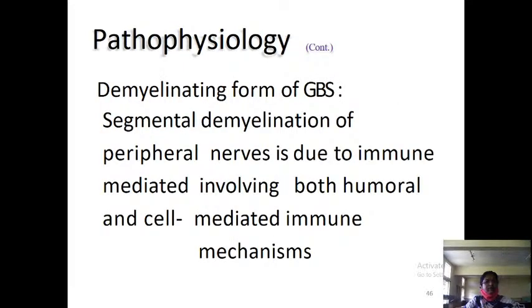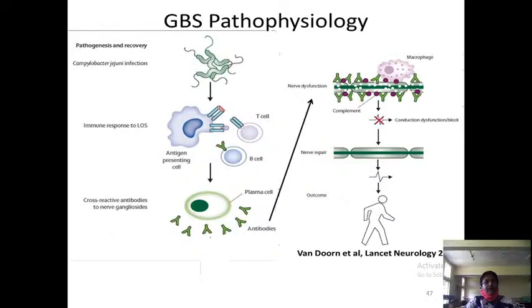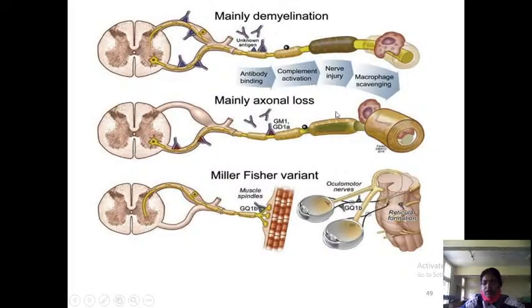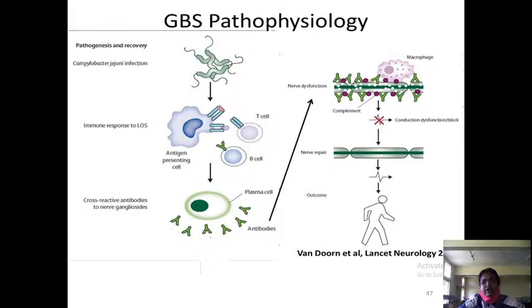The demyelinating form of GBS, which is seen in acute infectious etiology, is segmental demyelination of the peripheral nerves due to an immune-mediated response involving both humoral and cell-mediated mechanisms. Here it is immune mediated, and antibodies are generated which cross react with the myelin sheath and cause disruption, conduction dysfunction or block. Once these antibodies destroy the myelin sheath, there is a local response, complement is activated and macrophages get activated and engulf the myelin. So there will be a conduction dysfunction and block, and subsequently there is a repair, and then there is spontaneous recovery.